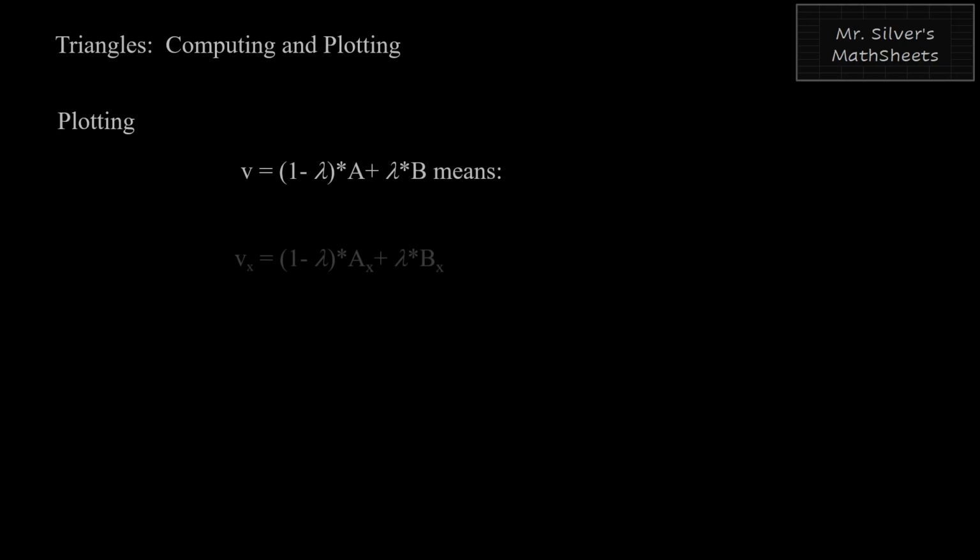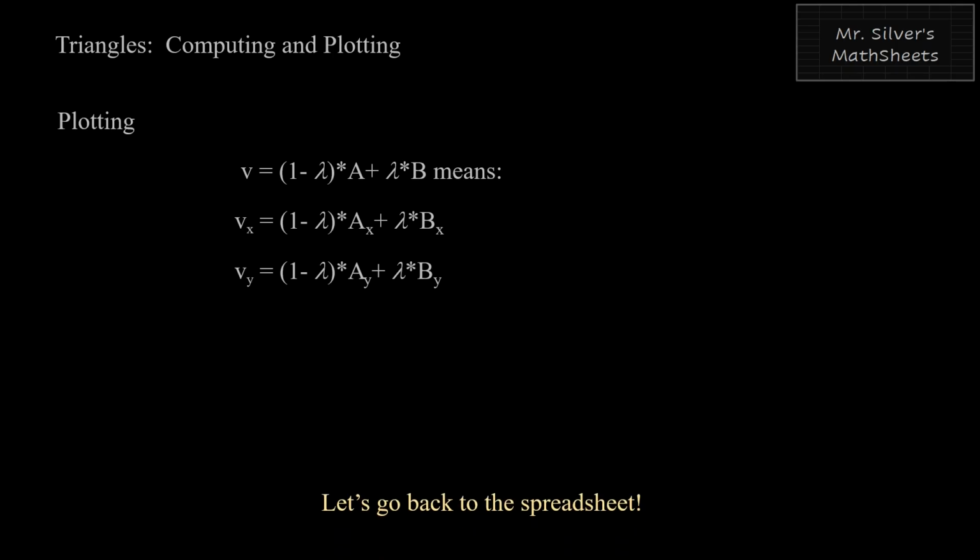So what does that mean? The x component of A is a convex combination of the x components, and the y is the convex combination of the y components of A and B. So let's go to the spreadsheet and you'll see how this works.